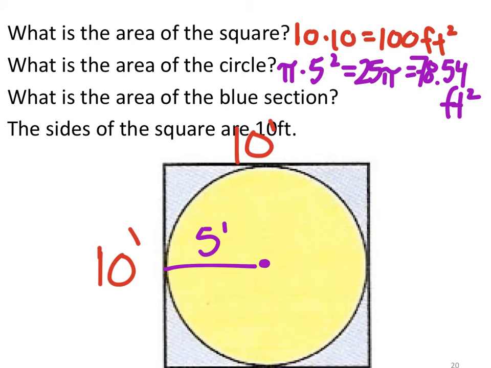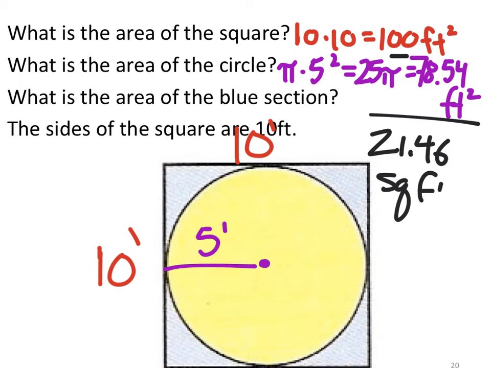I ran out of space there. So there's the area of the circle. So to find the area of that blue section, that's not very blue, it looks more gray, all you'd have to do is take the area of the square and subtract the area of the circle. So yeah, I'll type that into my calculator. 100 minus 78.54, and I get 21.46. And again, this is in square feet for that one. Yeah, that's the answer to the third part there.